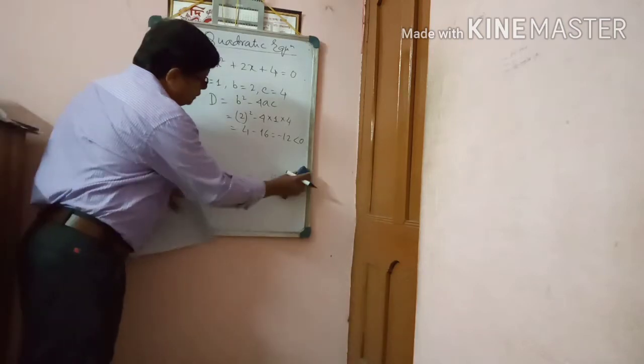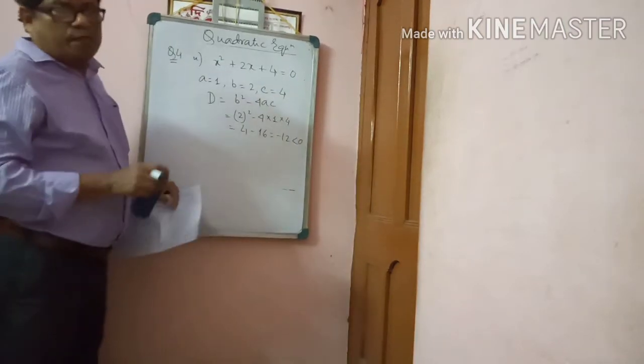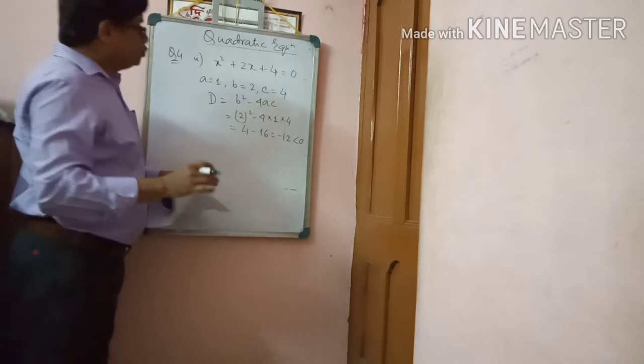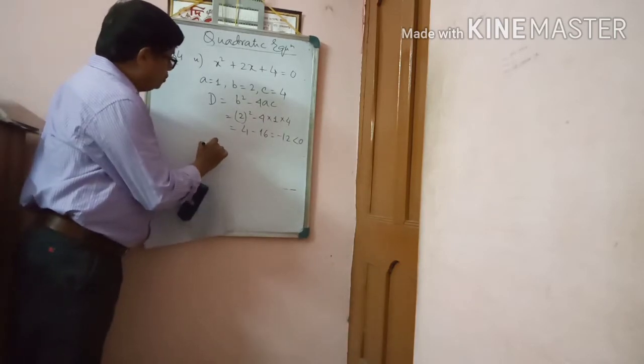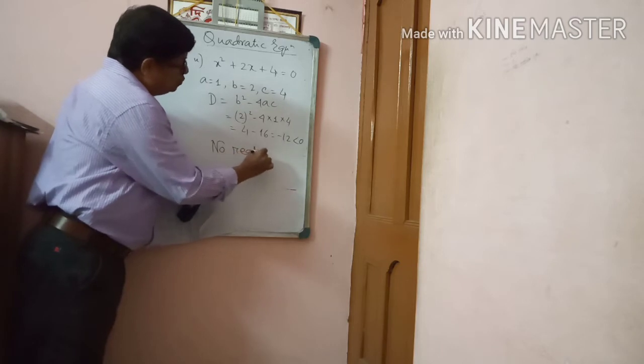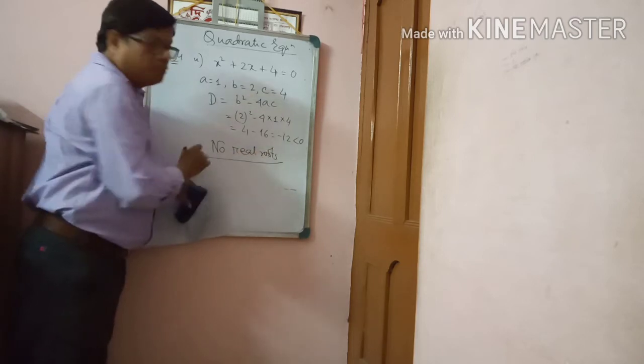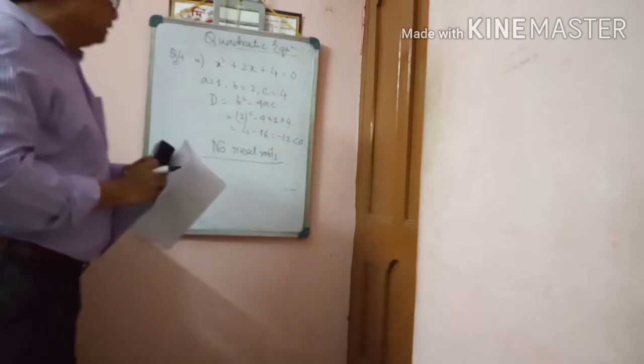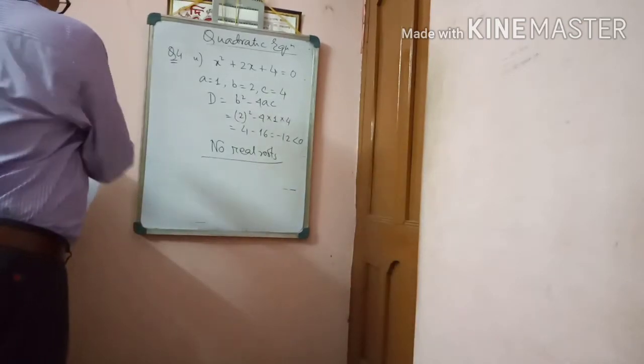So write here D less than 0. So D less than 0, and the nature of the roots is no real roots. Write fast.